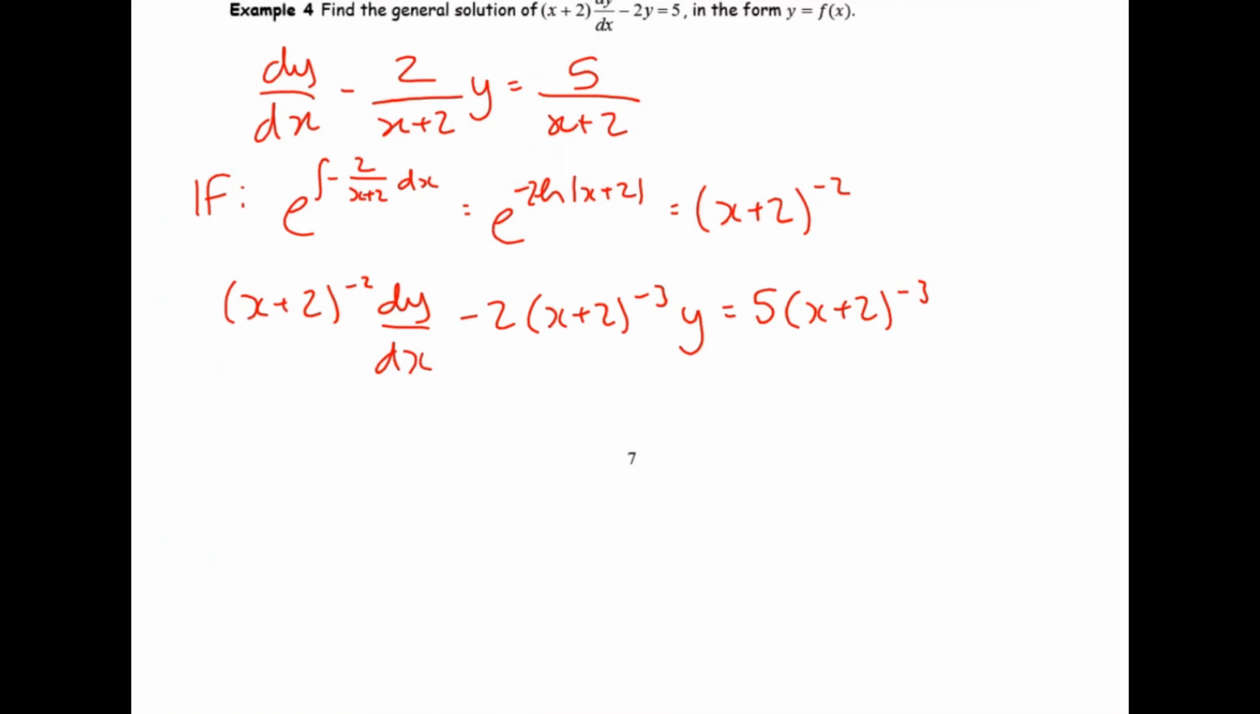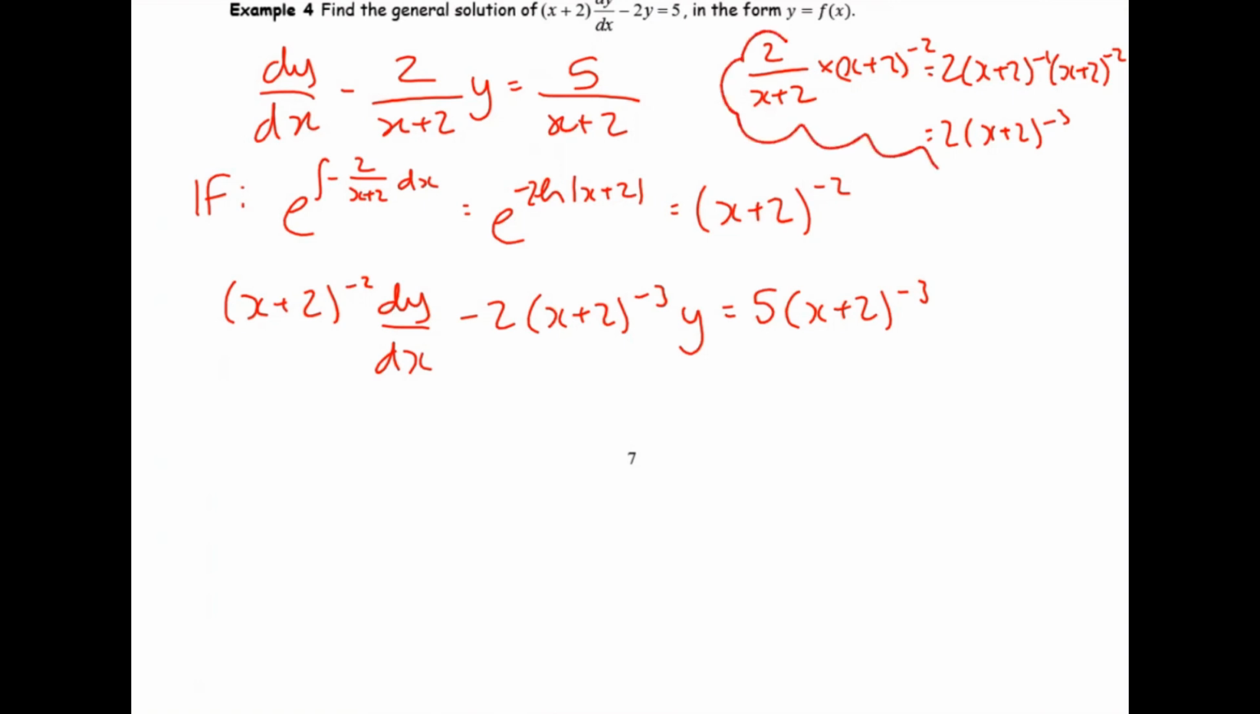We'll just jot that in for you just to make it clear. 2 over x plus 2 times x plus 2 to the minus 2. That's the same as 2 times x plus 2 to the minus 1 times x plus 2 to the minus 2. And if I add those powers together, x plus 2 to the minus 3.